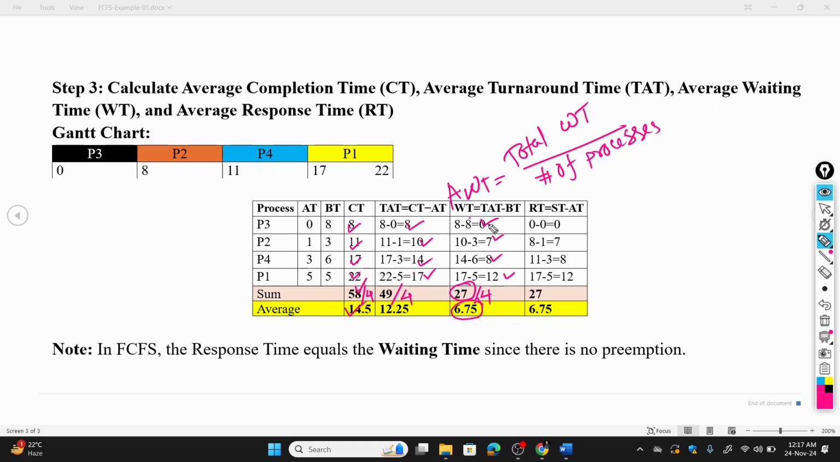Okay, now we have to calculate the response time. So the sum of response time is 0 plus 7 plus 8 plus 12 is equal to 27 divided by 4 is equal to 6.75, which is the response time.